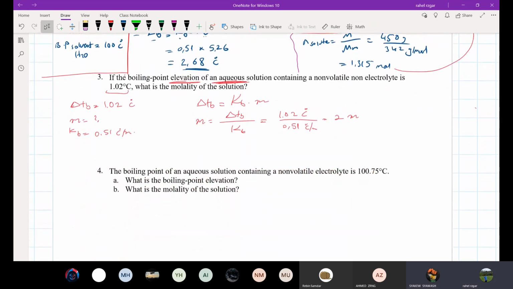For question 4, I will just give you the answers. This is 0.75. This one is 1.47. Let me just check again. Yes. Okay. Question 4 is kind of like question 3.